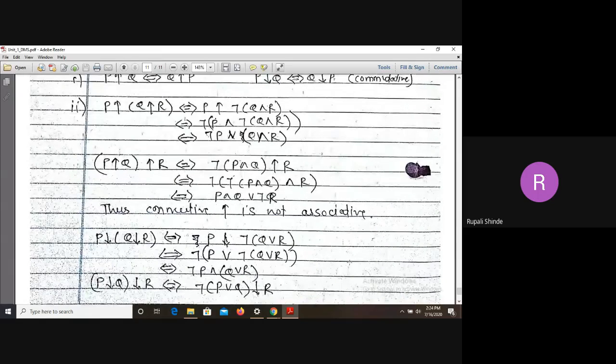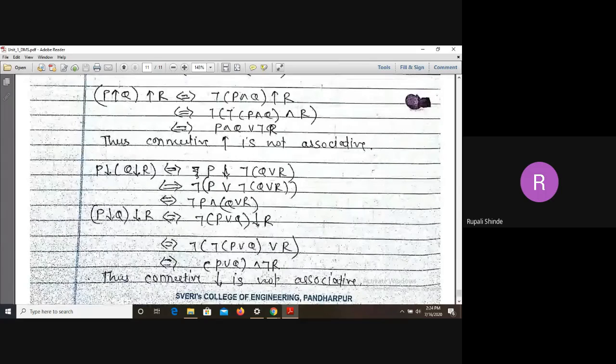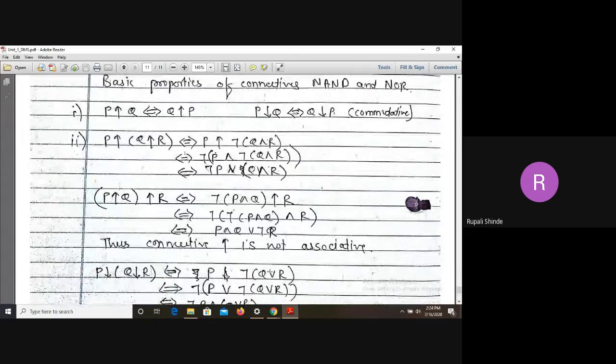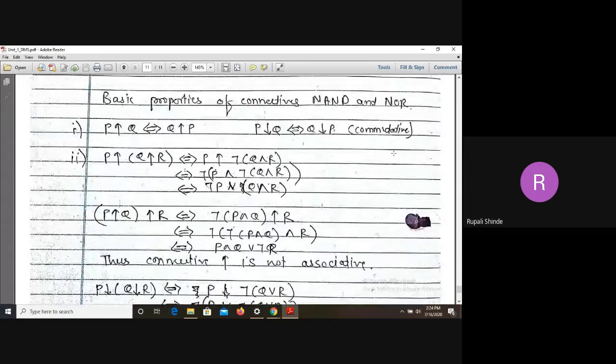Likewise, we can prove this for NOR as well. So NAND and NOR are not satisfying the associative property. They are just satisfying the commutative property.